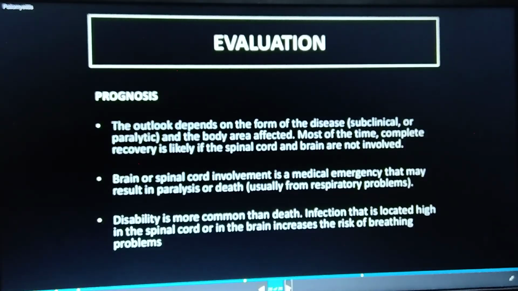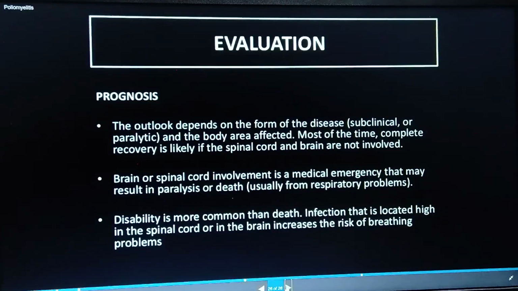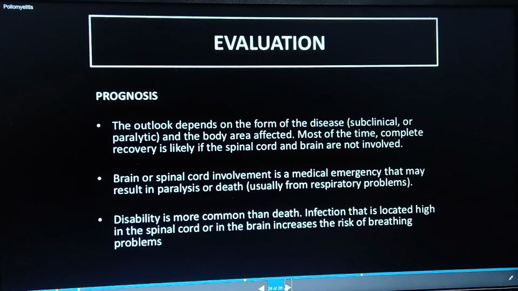Okay, and what is the prognosis? The prognosis is generally good, and the outlook depends on the form of the disease condition, either subclinical or paralytic. If the person is paralyzed, surgery is very important. If it is affecting the brain and the spinal cord, emergency care is very much needed, and some persons become disabled, so you may see that a person with disability is living in very hard situations.